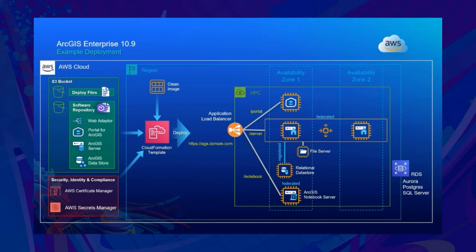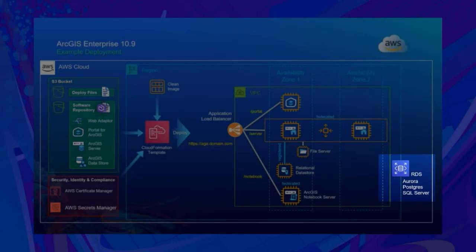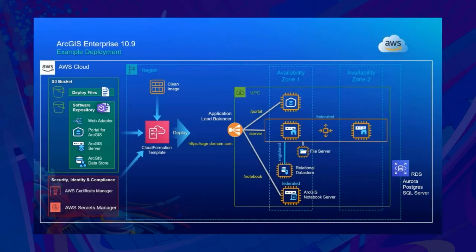https://age.domain.com/notebook. We will also offer standalone RDS templates for Aurora, Postgres, and SQL Server. And we have updated the metadata tables to support Oracle RDS as well. Look for an Oracle template in the near future. This new automated offering for AWS gives you, the user, more freedom to incorporate automated deployments for ArcGIS software.